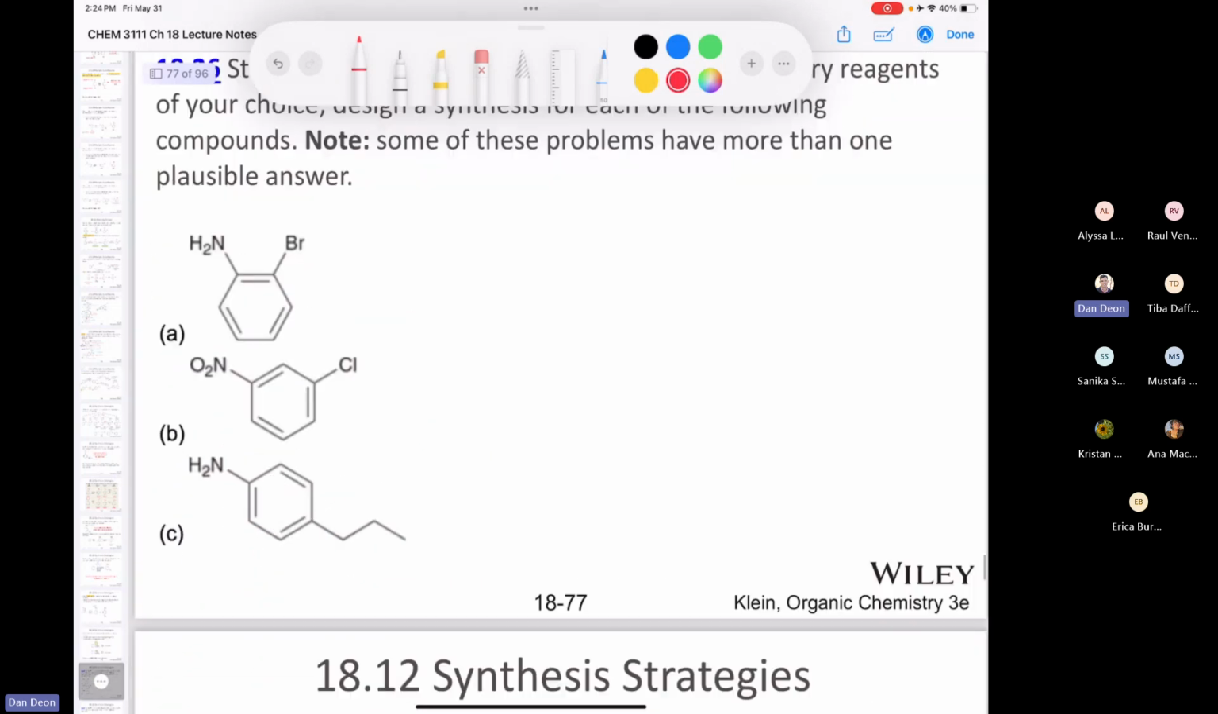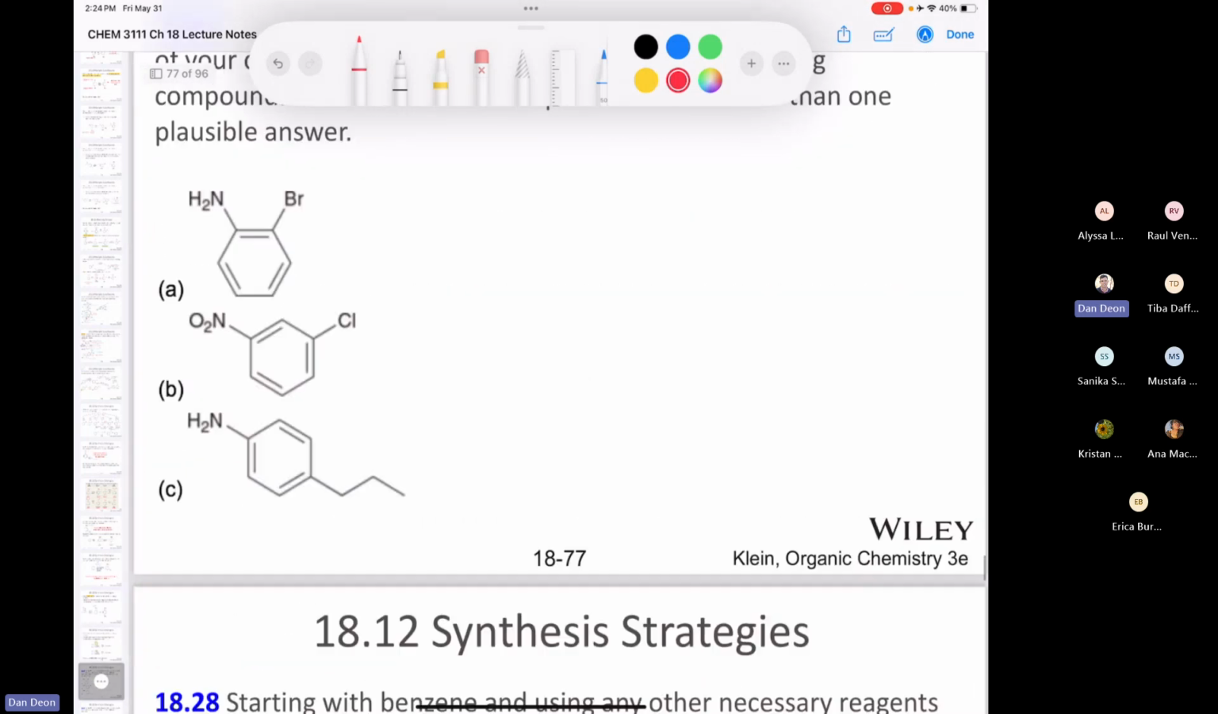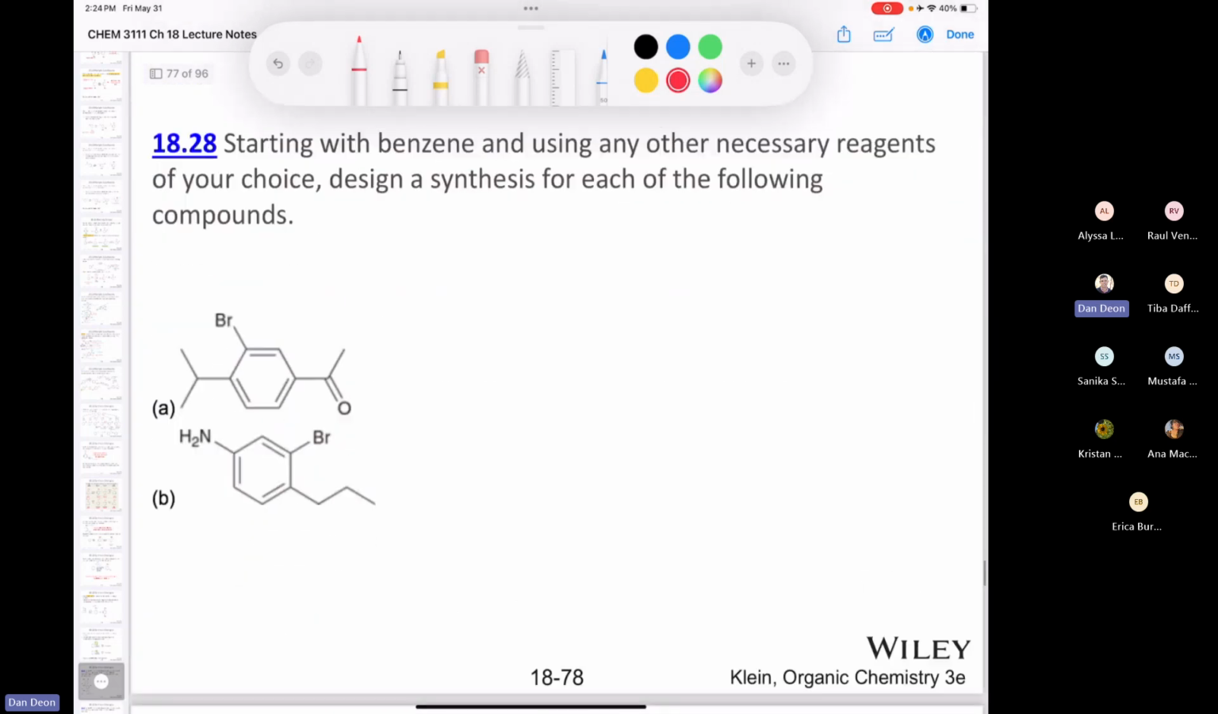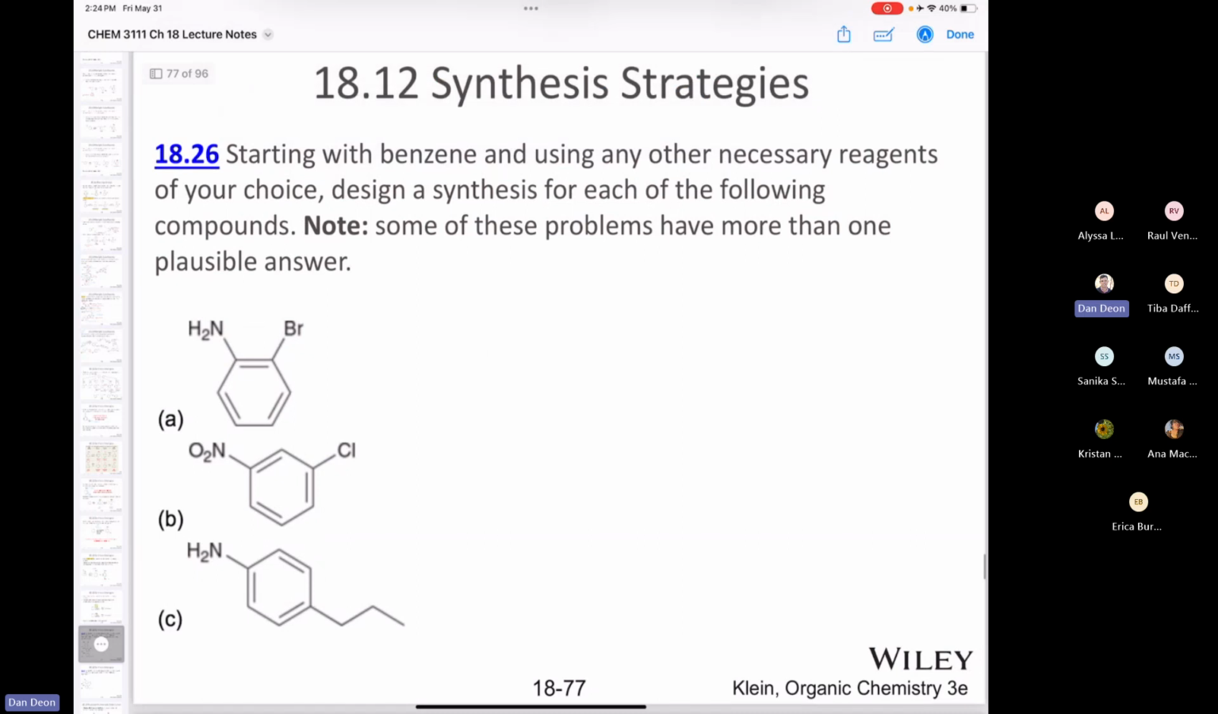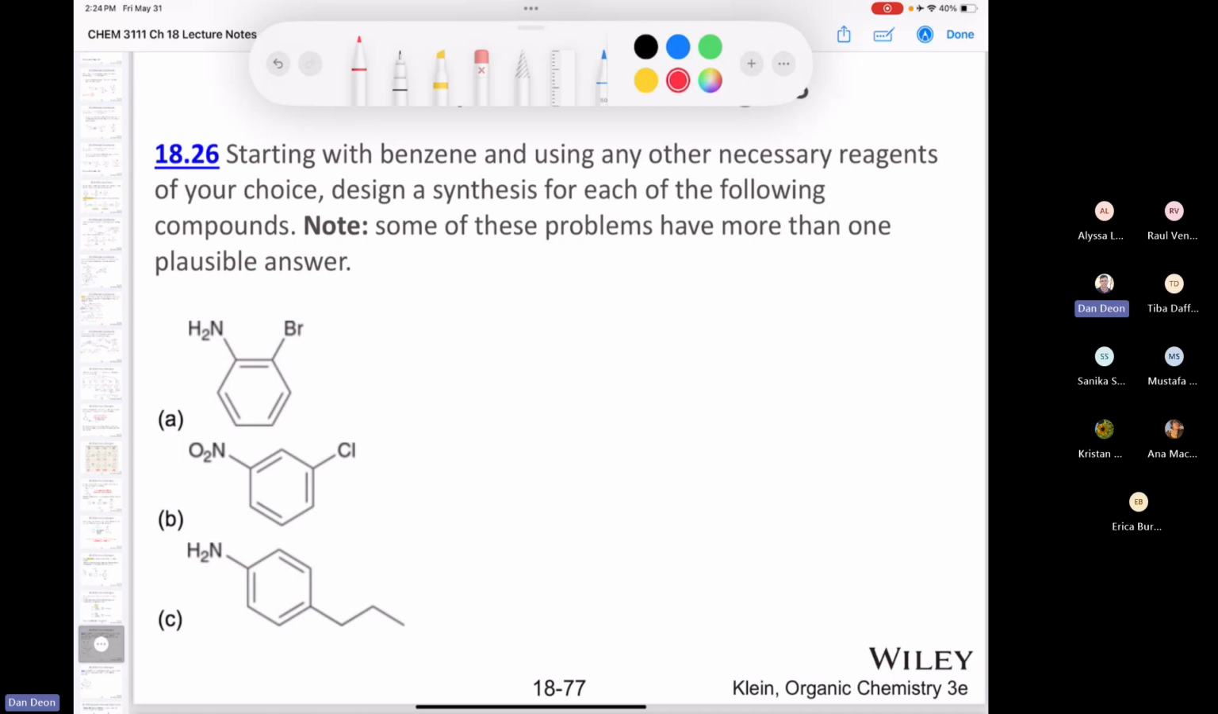So with that in mind, let's see. I didn't give myself a lot of room here, did I? No, it says you're starting with benzene. So I might need to switch over to a blank document for this one, but it says starting with benzene and any other reagents of your choice, come up with a synthesis for each of the following compounds. Some of the problems have more than one plausible answer. Okay, so we'll start with the first one.